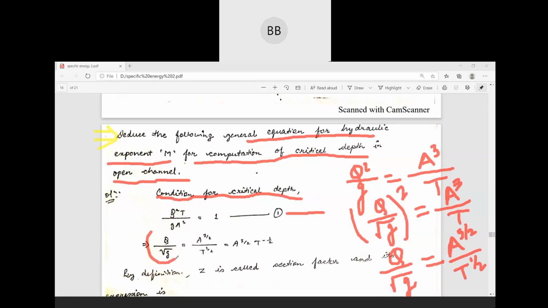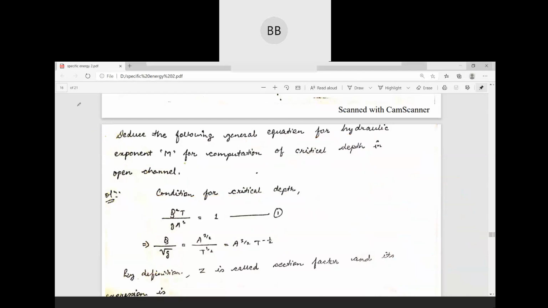So you write this equation. Q by root over g is equal to A to the power 3 by 2 divided by T to the power half. Again you can write it in this way also: A to the power 3 by 2, and T to the power half in the denominator can be written as T to the power minus half. As it is divided, if you put it in the multiplication, then the power will be negative. Then we move on to the next line.